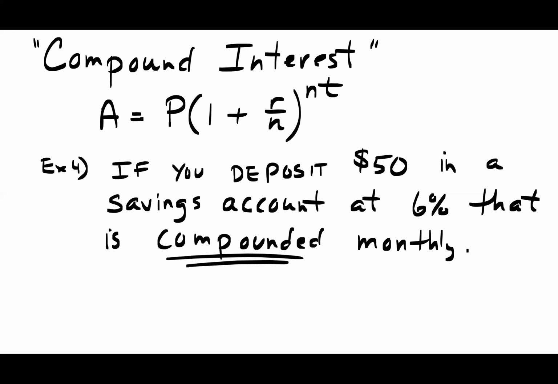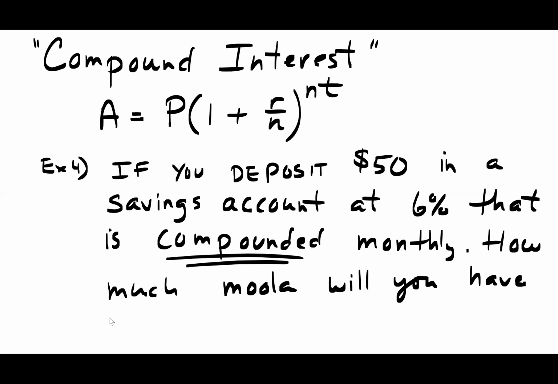You have to know how many times the bank is going to give you money. If it's a business account, usually they give it to you quarterly, so every 3 months they give you the interest on that money. Right? So the question is this: how much moolah will you have in 2 years? That's the question.